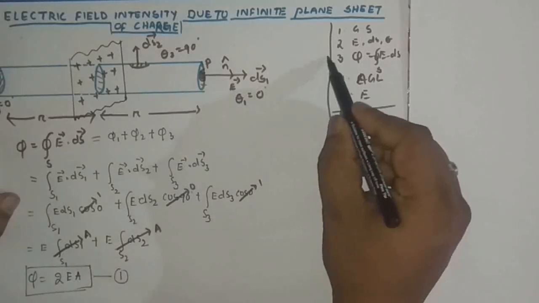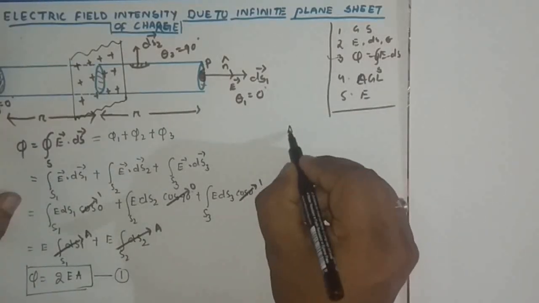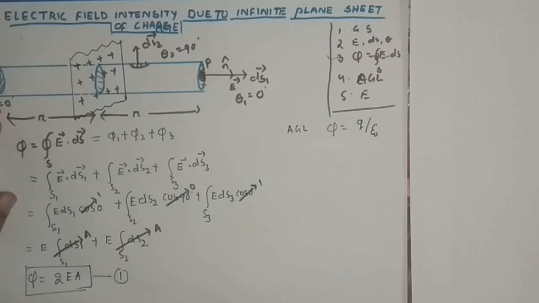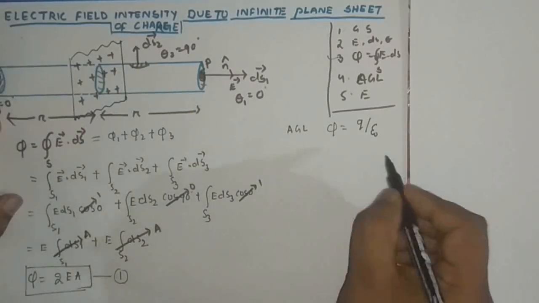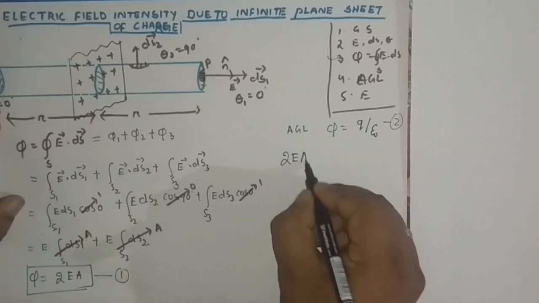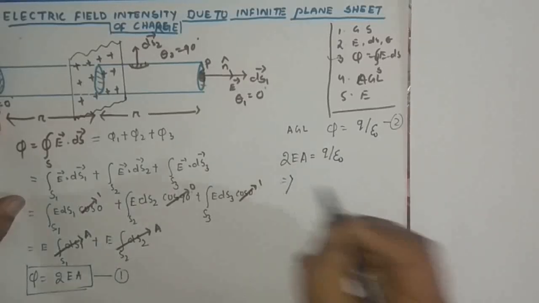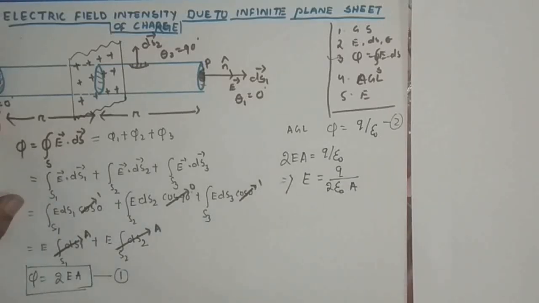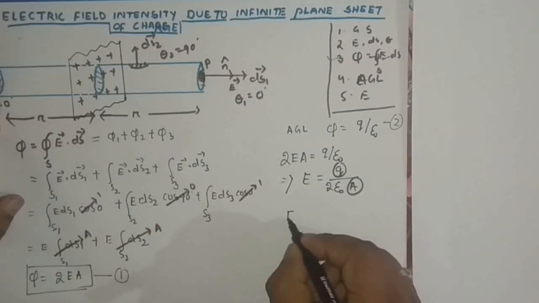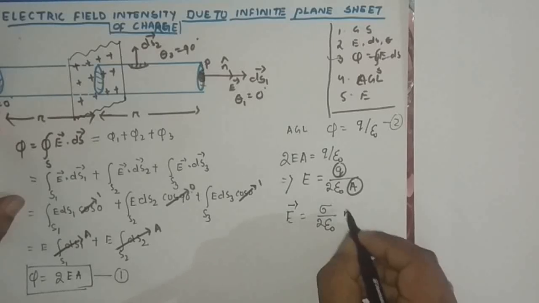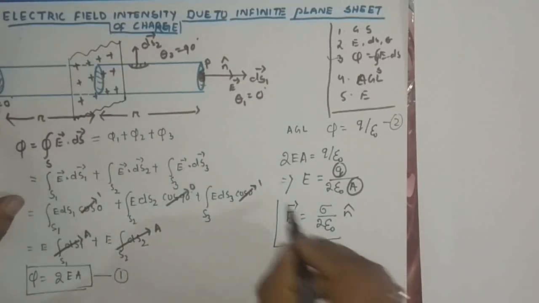Now this third part is over. I'll go for applying Gauss law. Applying Gauss law, flux is nothing but total charge by epsilon naught. And since this is a surface case, we'll discuss this later. From equation 1 and equation 2, I got 2EA equal to Q by epsilon naught, or E is equal to Q by 2 epsilon naught A. Now Q by A, for a surface charge distribution, is known as surface charge density, sigma. What will be its vector direction? Perpendicular. So this is in vector form.